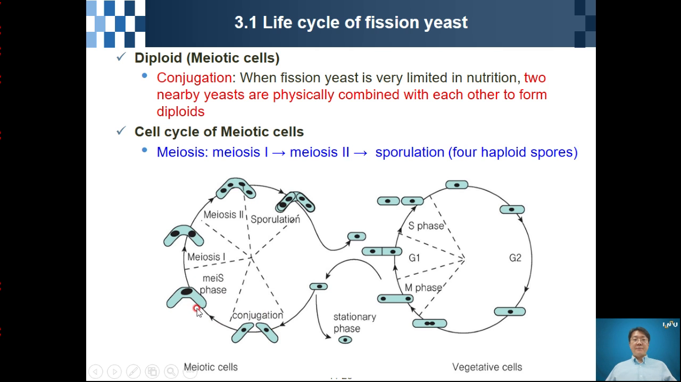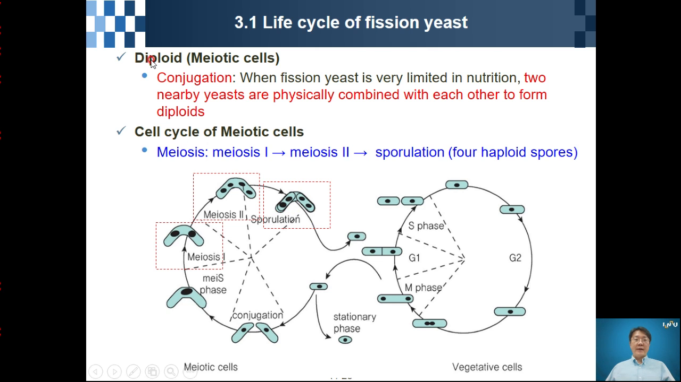Okay. After that there is also the cell cycle of meiotic cells. It's composed of meiosis 1, and after that meiosis 2. After that there is sporulation. Sporulation means that 4 haploid spores can be made.